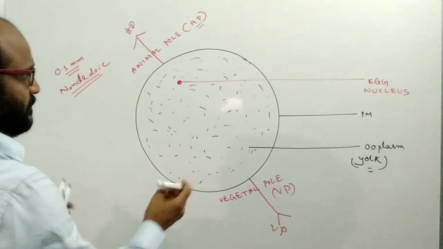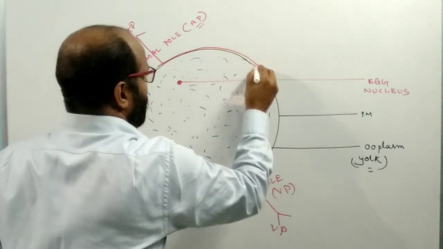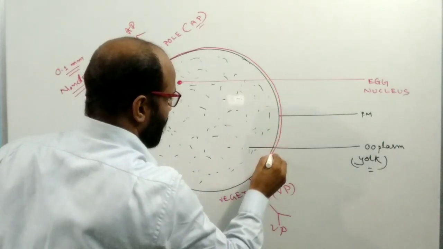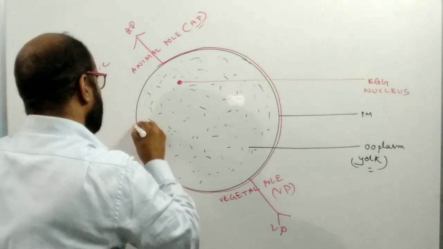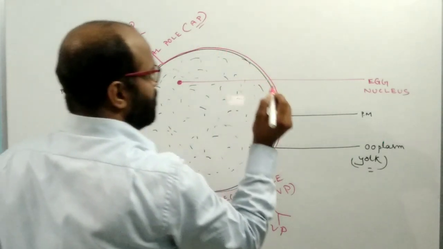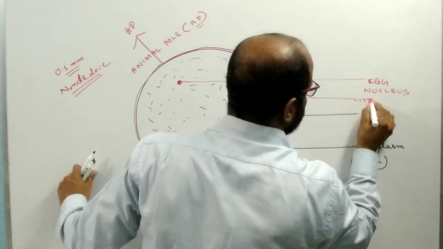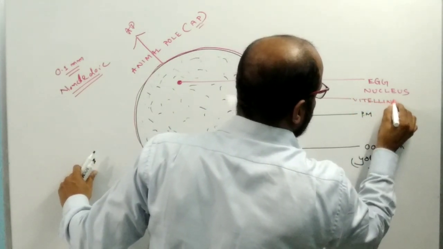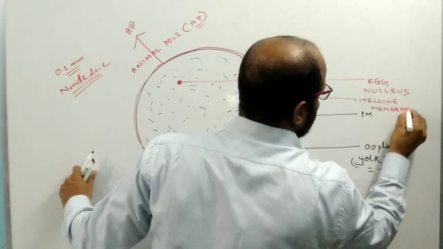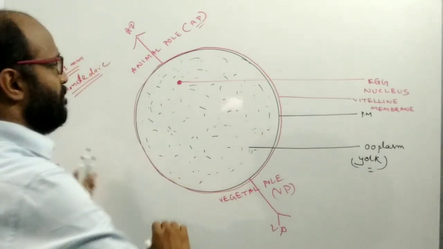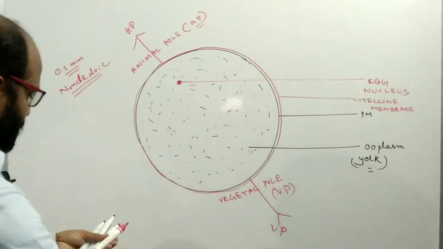In case of human, outer to the plasma membrane there is a very thin membrane which is known as the vitelline membrane. This vitelline membrane is secreted by the egg.